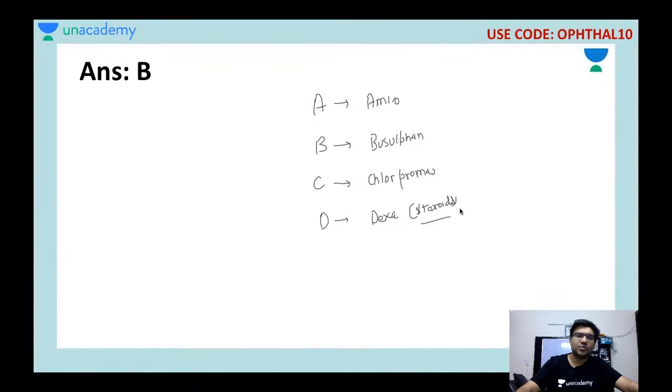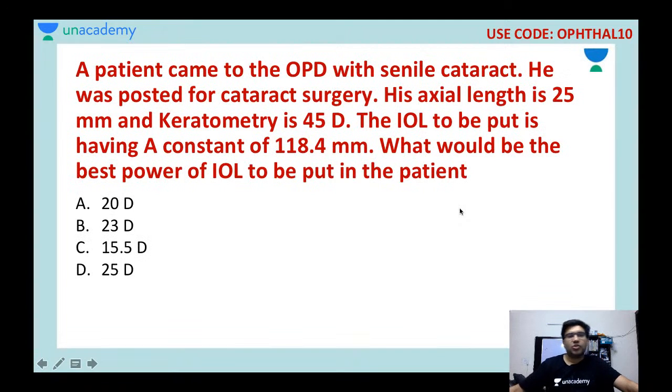Okay, let's move to our next question. So next question is, a patient came to the OPD with senile cataract. He was posted for a cataract surgery. His axial length is 25 mm and keratometry is 45 diopter. The IOL to be put is having a constant of 118.4. What would be the best IOL power that we can put in the patient? Try to answer.